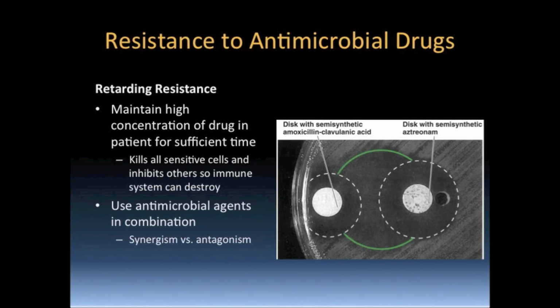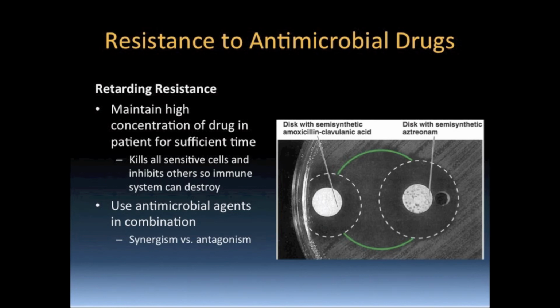Another way that the development of resistance may be retarded is to administer the drugs in combination so that microorganisms that are resistant to one drug might be killed by another. It is important to recognize that the drug should act in a synergistic fashion and not antagonistically. Synergism means that one drug will enhance the activity of another.